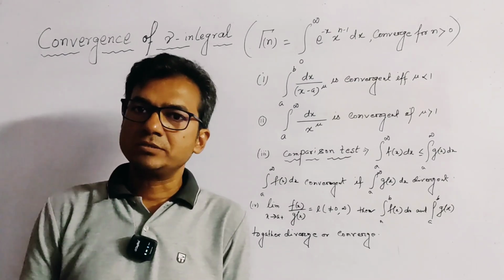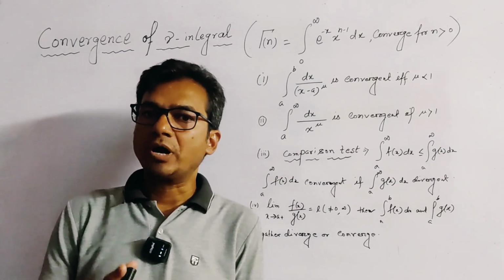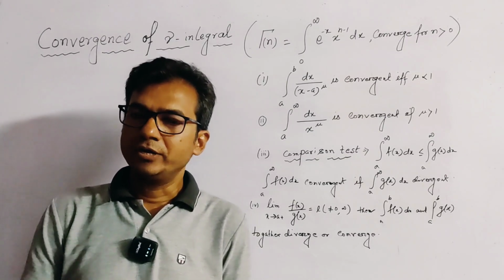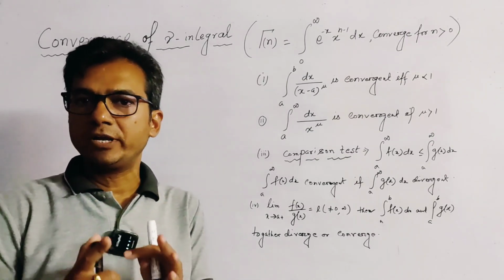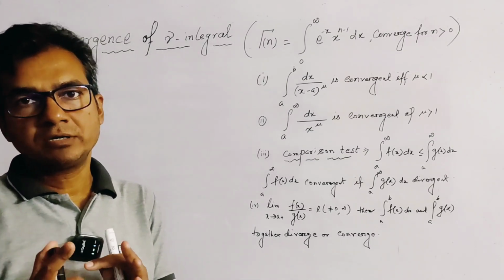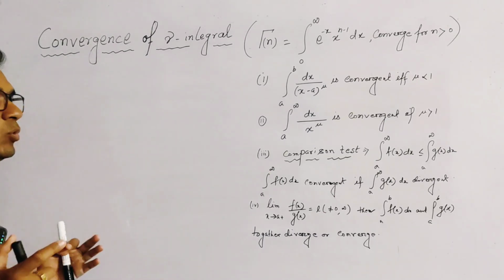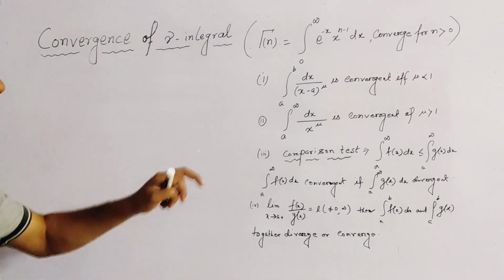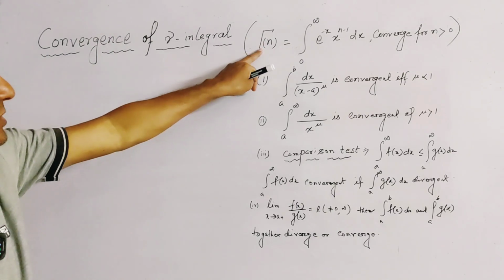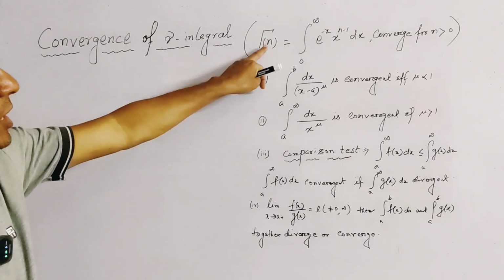Here we discuss the convergence of gamma integration. Okay, this is a very important improper integral. And what is gamma integration? The gamma integration or gamma function is denoted by gamma n.